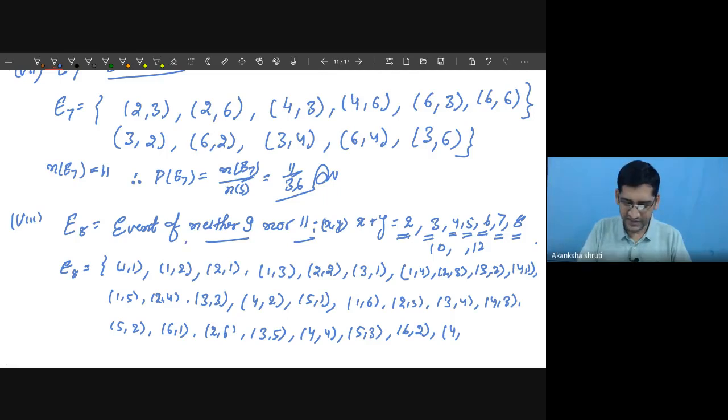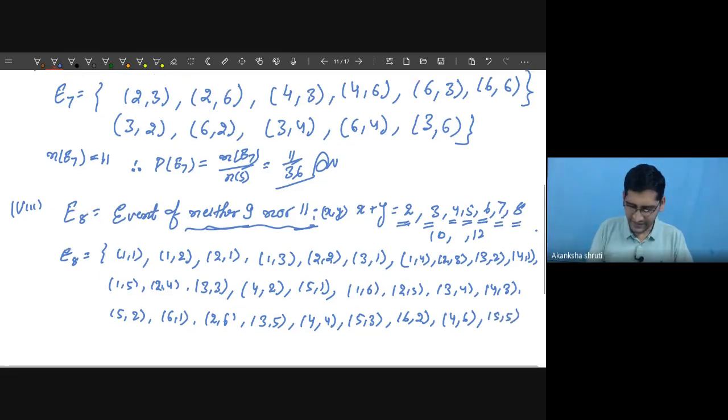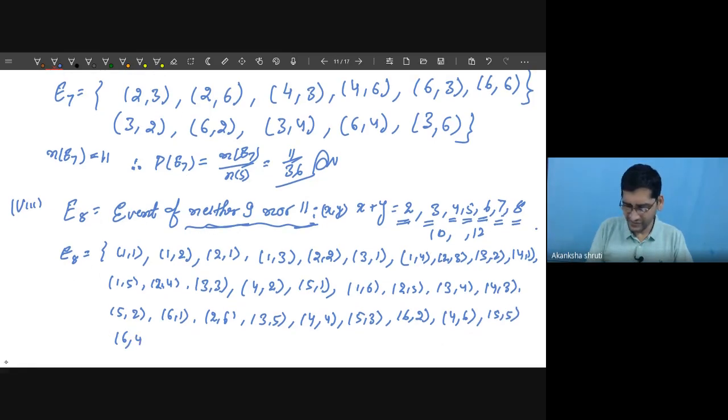It is asked neither 9 nor 11. So 9 is not taken. So 4 and 6. For 10 we are interested: 5 and 5, another one is 6 and 4. That's all for the 10. For 11, that cannot be taken because the event is removing the 11.